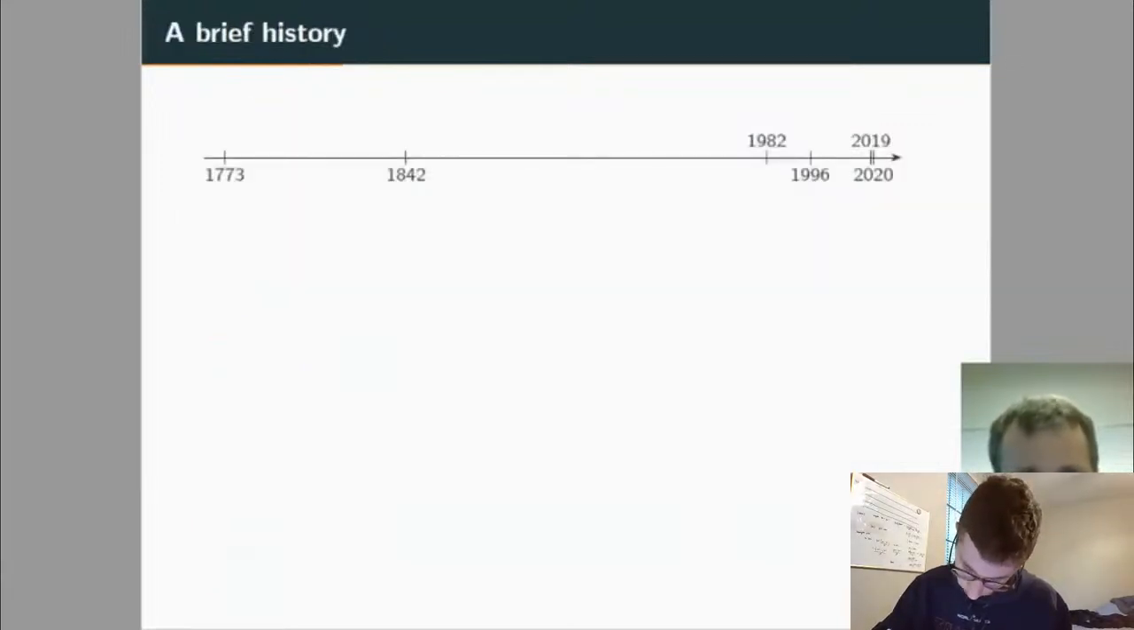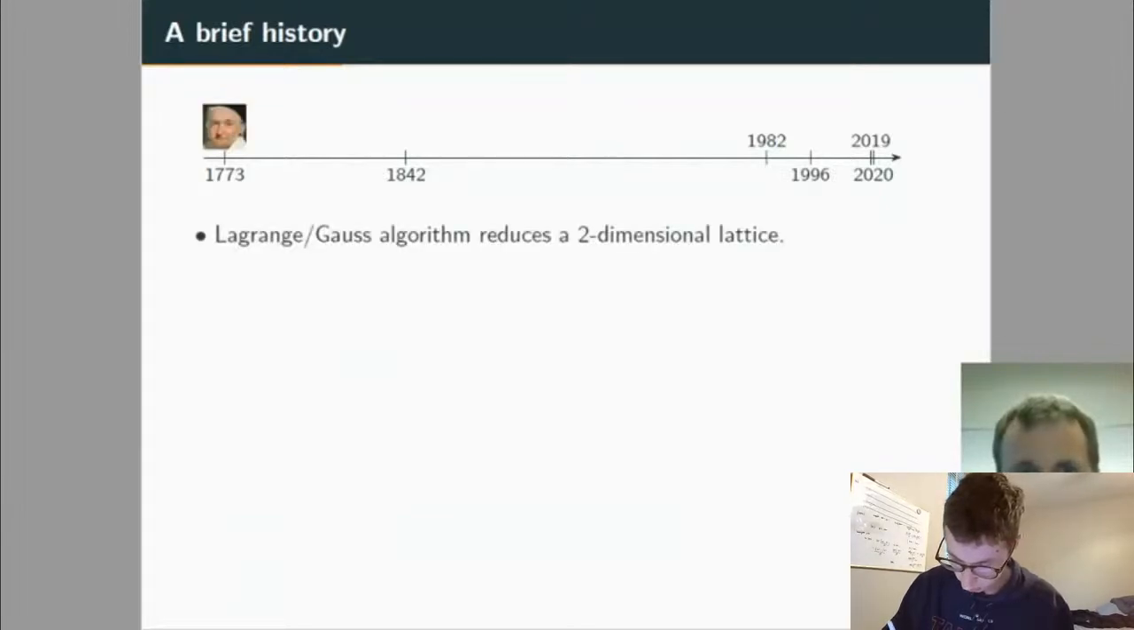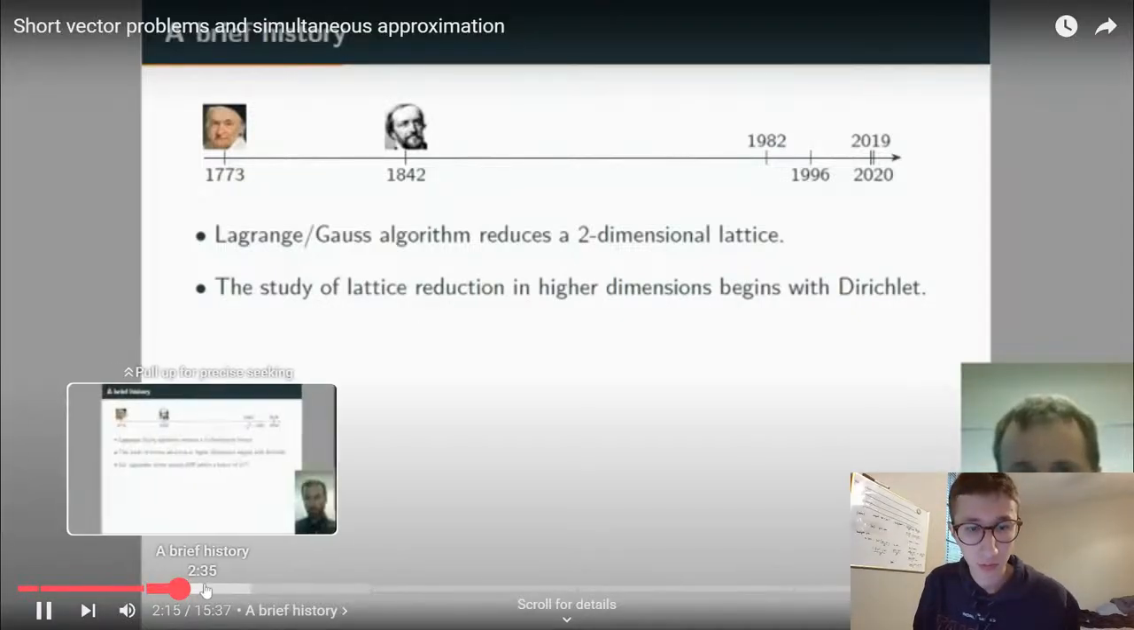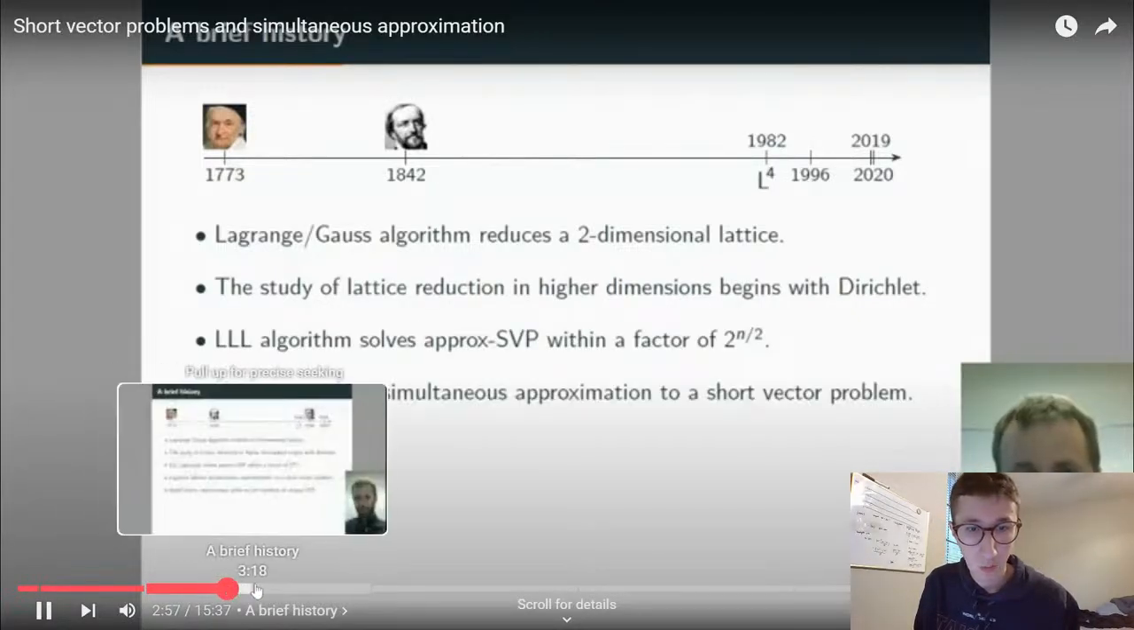All right, so here's a brief history of the subject. We should probably start with the Euclidean algorithm, but there's no way that would not skew the timeline in an unattractive way. So we'll start with Lagrange and Gauss around 1773, solving the lattice reduction problem in 2 dimensions. I'll mention on the next slide what it looks like to solve lattice reduction. Then in 1842, Dirichlet began the study of lattice reduction in arbitrary dimensions.